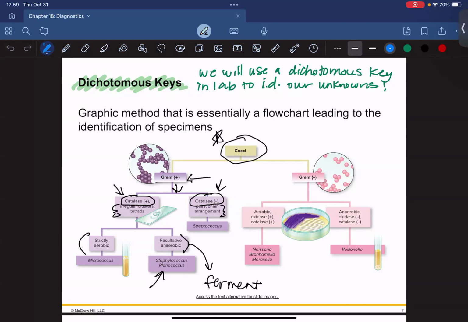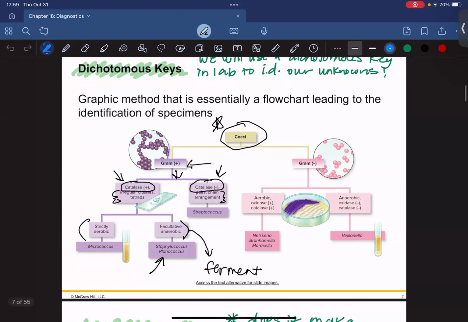So that's called a dichotomous key. Di for two, because there's always two choices for every point on the path. There's not ever going to be more than two.